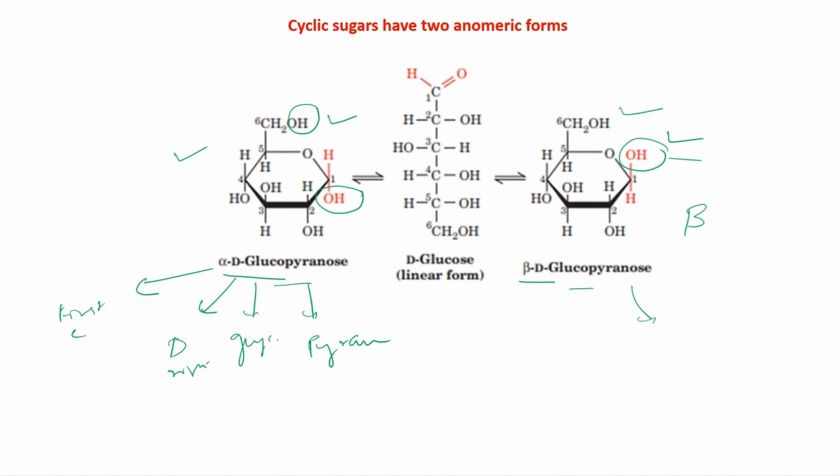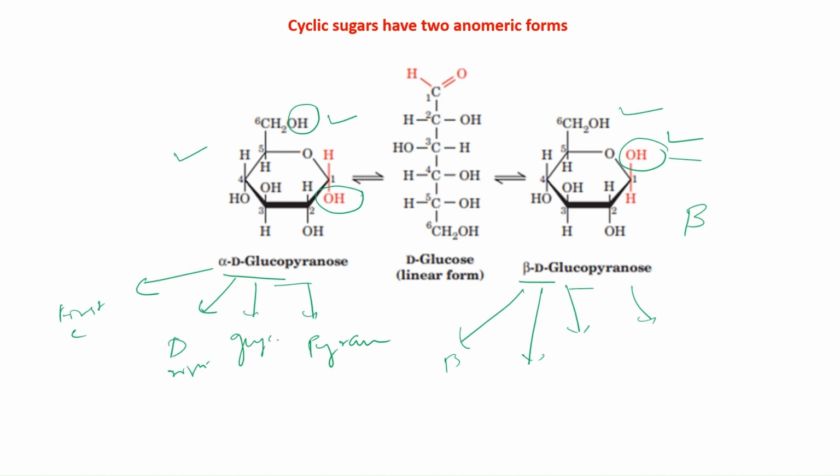Pyranose because it is built on a pyran ring. Gluco because it is a glucose structure. D because the OH attached with the carbon farthest from the functional group is on the right hand side. Beta because the OH attached with the first carbon is on the same side as the OH attached with the sixth carbon after cyclization. So alpha D-glucopyranose and beta D-glucopyranose are the two anomeric forms of glucose. Similarly, it works for all other monosaccharide sugars.